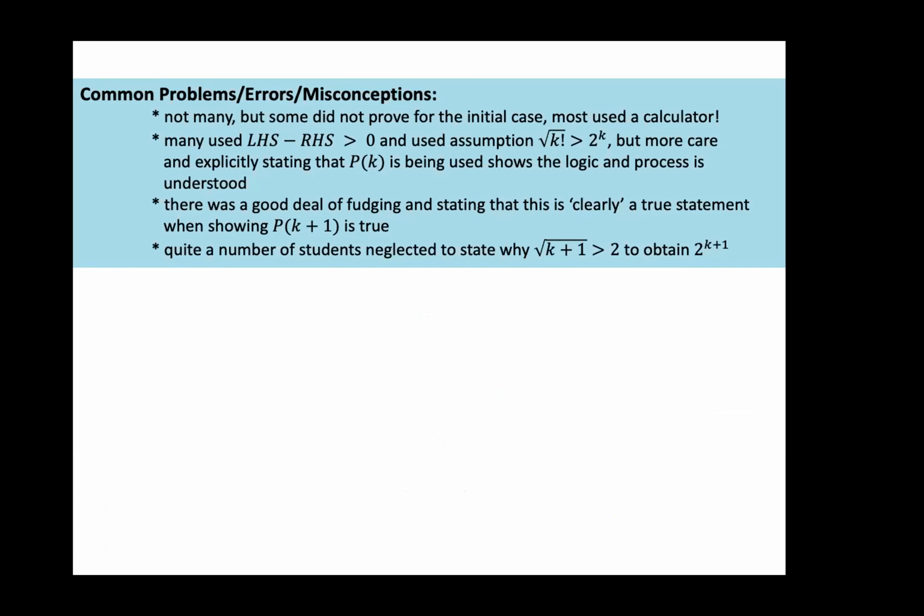Some common errors, not many, but some did not prove the initial case. Most, in this case, used a calculator. Many used the left-hand side minus right-hand side greater than 0 and used the assumption that root k factorial is greater than 2 to the k, but more care and explicit stating that P(k) is being used shows the logic and process is understood. There was a good deal of fudging and stating that this is clearly a true statement when showing P(k plus 1) is true. Quite a number of students neglected to state why root k plus 1 was greater than 2.